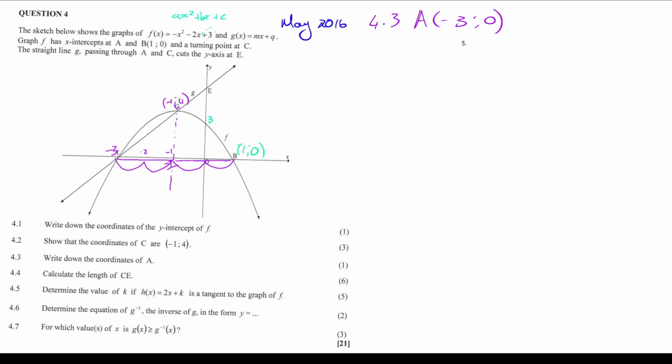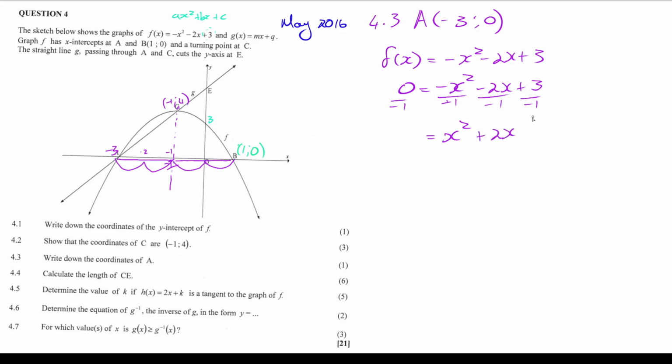But let's say you're stressed and you forgot about this. So then what you need to do is you're just going to say, hey, A is an x-intercept of this parabola. So I'm going to say f(x) equals minus x squared minus 2x plus 3 equals 0. Okay, and now I'm going to factorize. I don't like these minuses, so I'm going to divide everything by minus 1. So I end up with a positive x squared plus 2x minus 3 equals 0, because 0 divided by anything is 0.